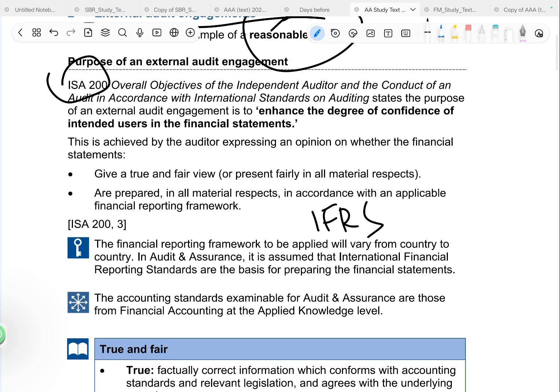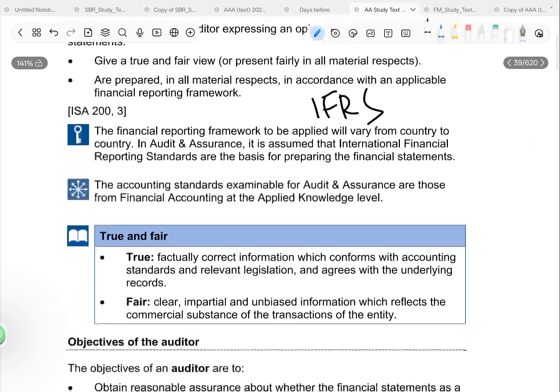So, what does true and fair actually mean? This phrase appears all the time in audit, so it's very important to understand it. Let's break it down. True means the information is factually correct.